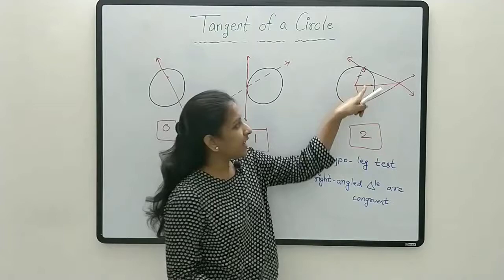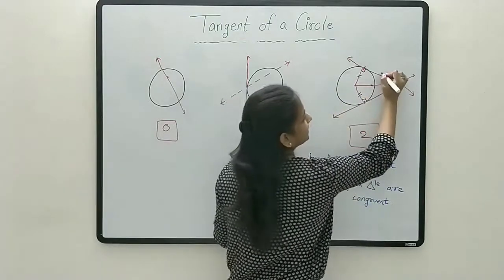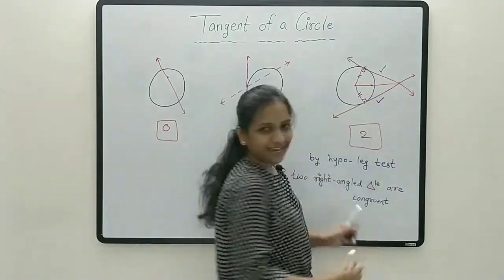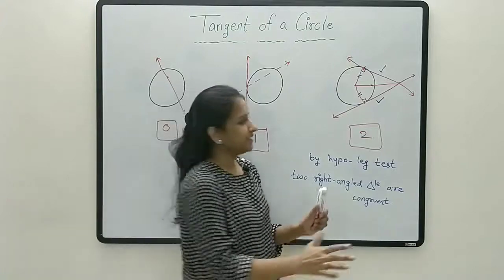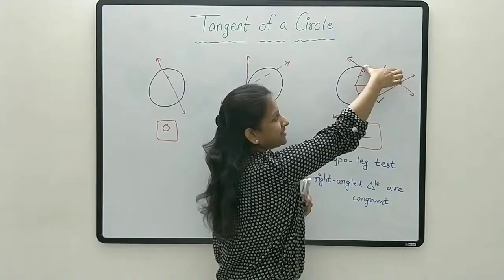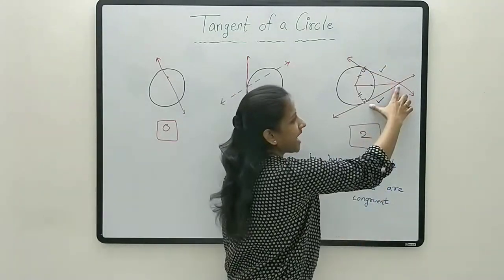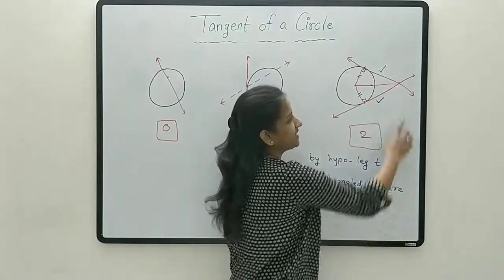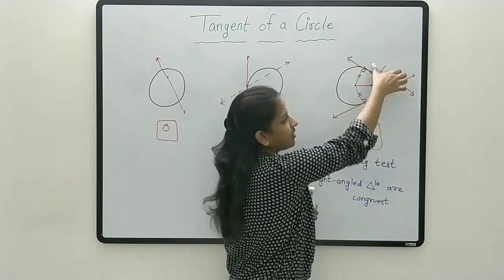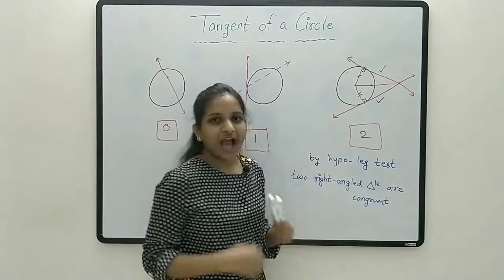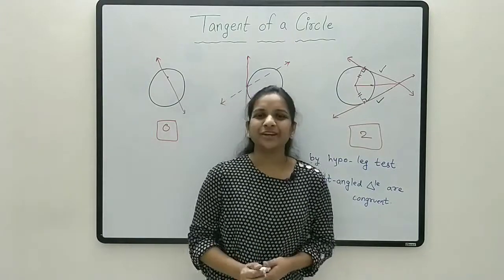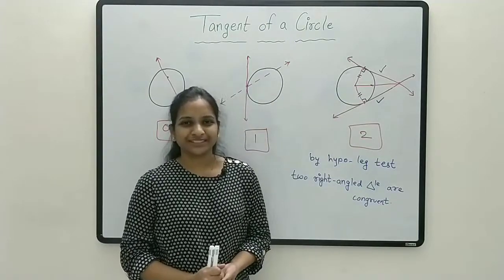Okay, these two triangles are congruent, which means the third side is equal to this side. Fine, proved. This line segment is equal to this line segment. This is a tangent segment. So we can say the tangent segments drawn from an external point to a circle are congruent. Understood? Now let's solve a few problems.